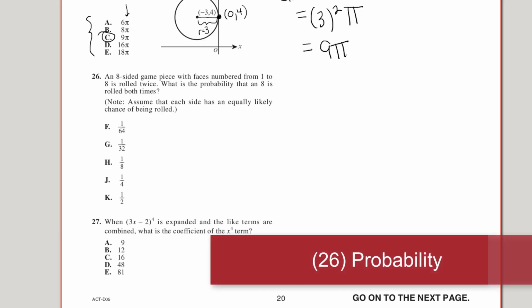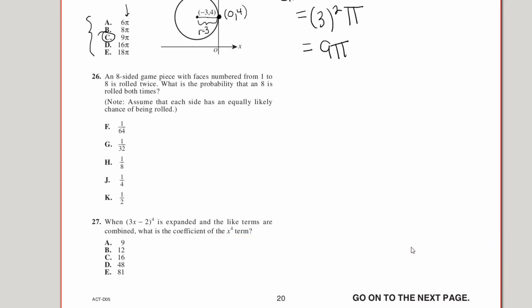26 tells us that an 8-sided game piece with faces numbered from 1 to 8 is rolled twice. What is the probability that an 8 is rolled both times? We want to roll an 8 and then get an 8 a second time. And the note is to assume that each side has an equally likely chance of being rolled. So when I roll an 8, I have an equally likely chance of rolling any value 1 through 8 after that. So we're doing probability again, a part over a whole.